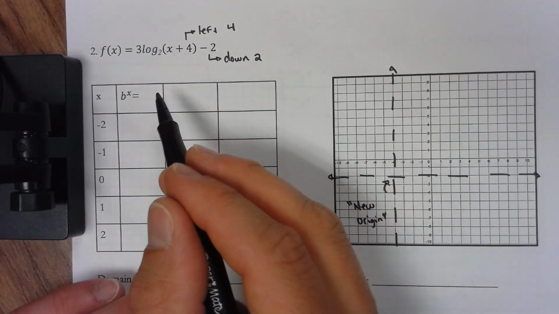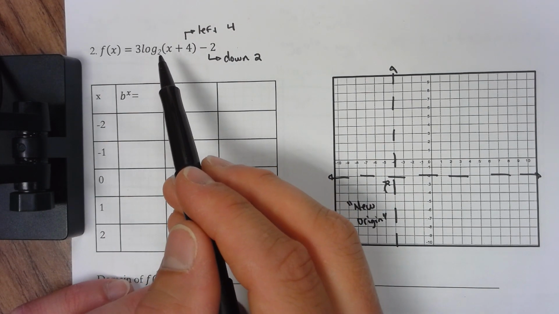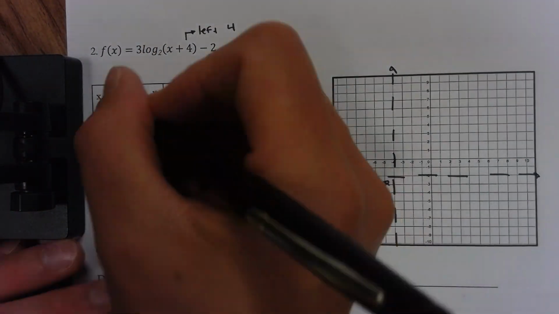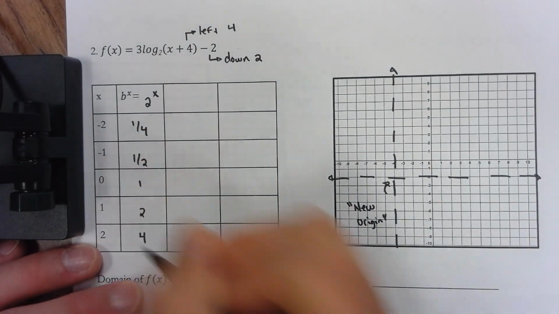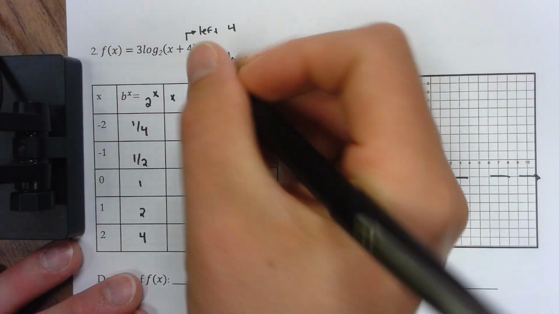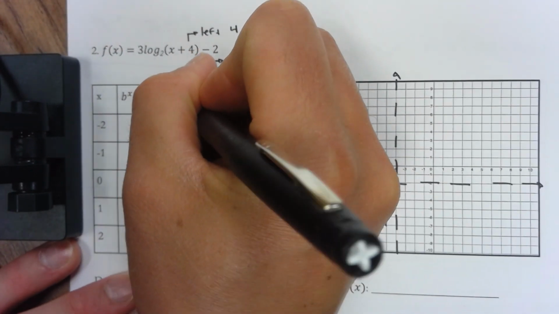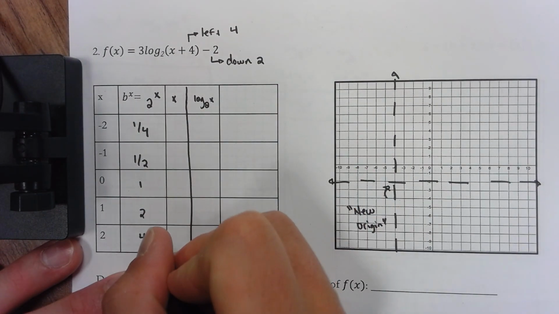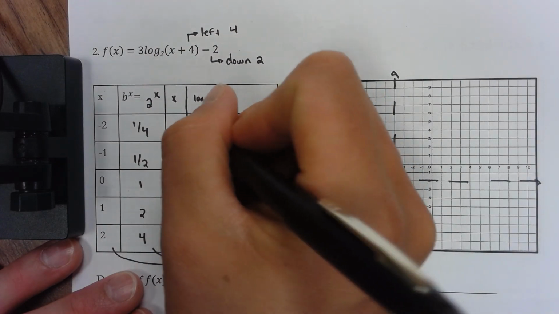So again, our starting point has us taking the inverse function. So we're going to take the base of the log to the power of x, so 2 to the power of x again. Same values that we got previously. So 1/4, 1/2, 1, 2, and 4. Then we're going to start by making a table of values of just the log base 2 of x, not with that vertical stretch yet. We'll deal with that in a second. So this is where we're going to switch the x's and the y's. Y's become x's, x's become y's.